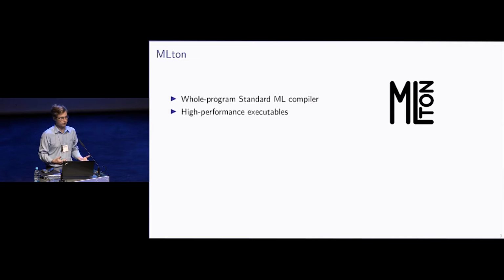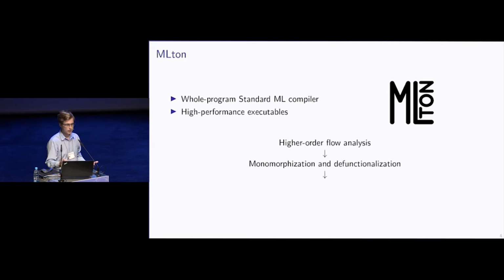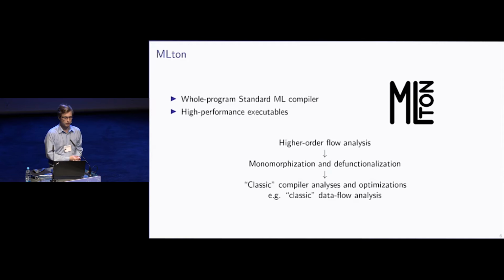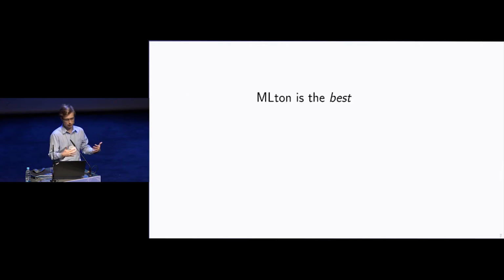MLton, for those of you who don't know, is a whole program standard ML compiler that produces extremely high performance executables. It's very good. The way it does this is it first performs a higher order flow analysis on the program. It uses the results of that flow analysis to perform monomorphization and defunctionalization. And then at that point, it's able to apply classical compiler analyses and optimizations, such as classic data flow analysis. And so to us, MLton stands as the best, very high performance. And we'd like to qualify that by saying so far.